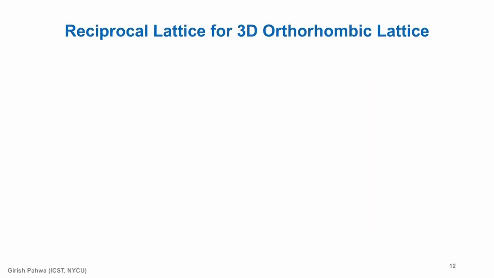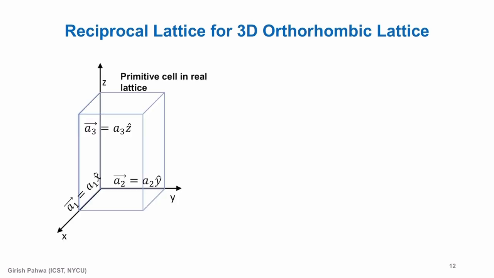How do I calculate the reciprocal lattice for 3D? Say I have a 3D orthorhombic lattice. Orthorhombic lattice means it's a 3D version of the rectangular. It means a, b and c are not equal. They are perpendicular to each other, but they may have different dimensions, right?